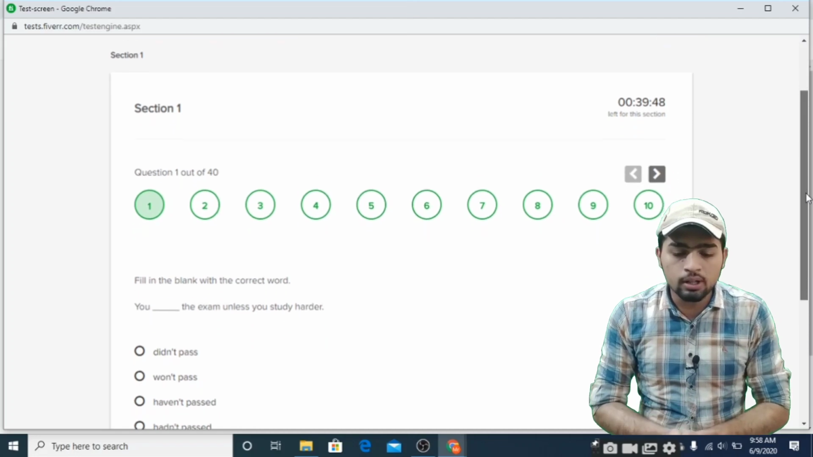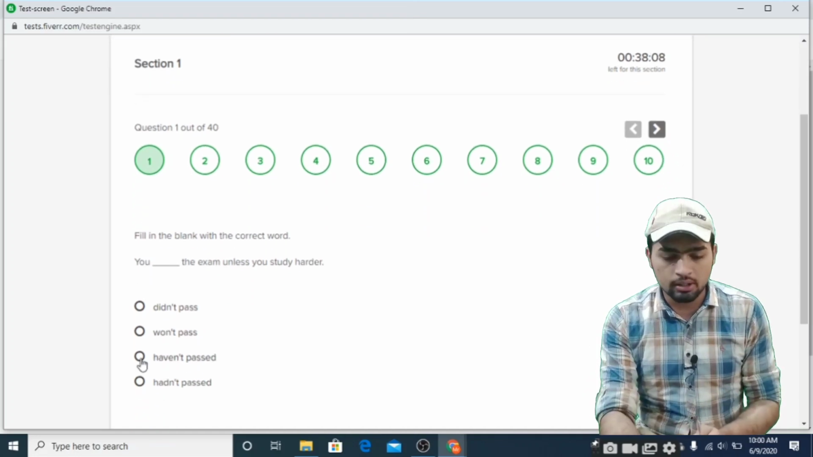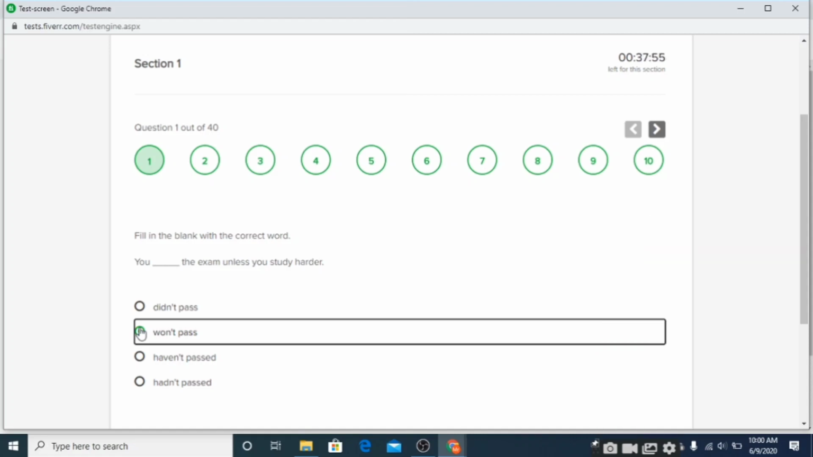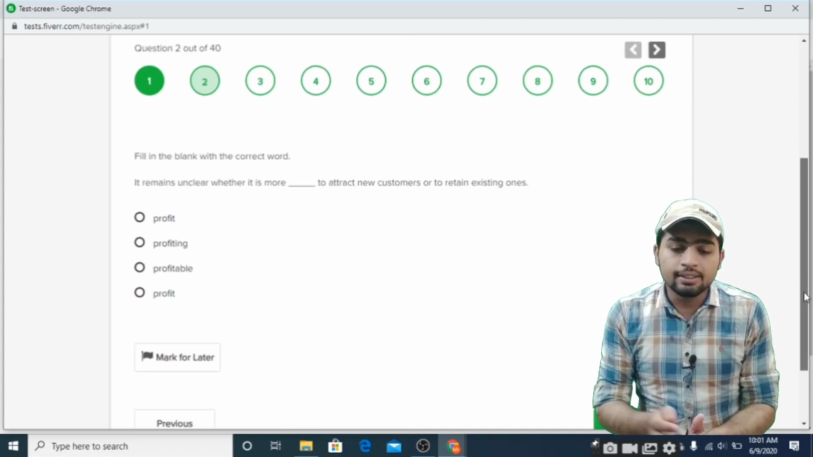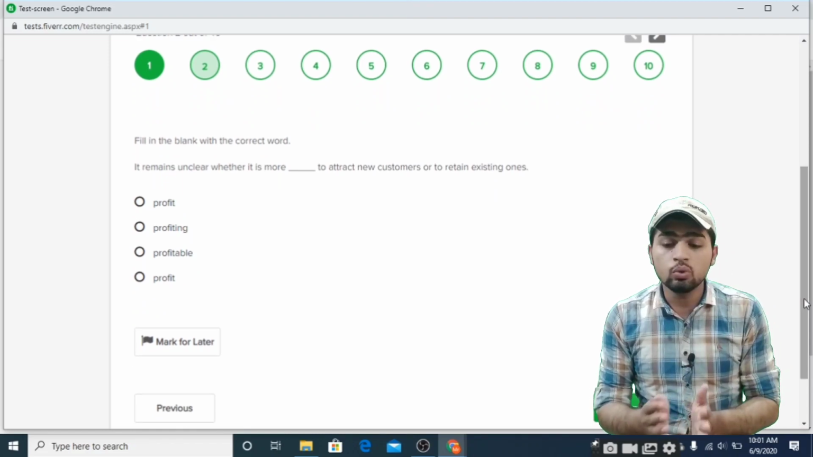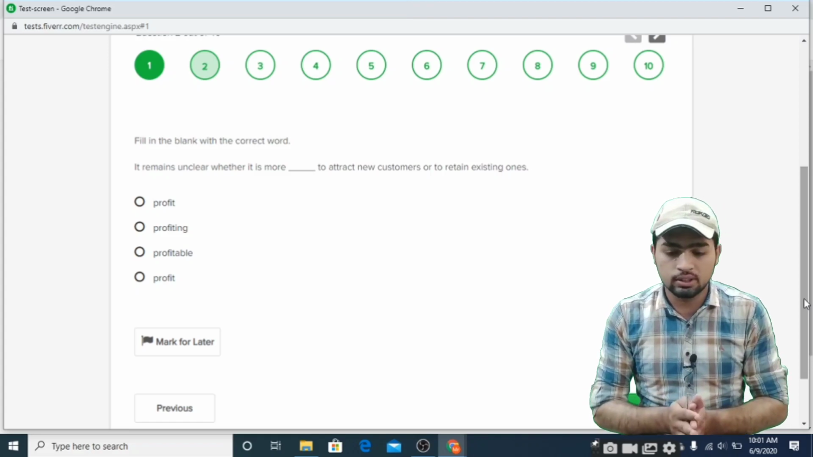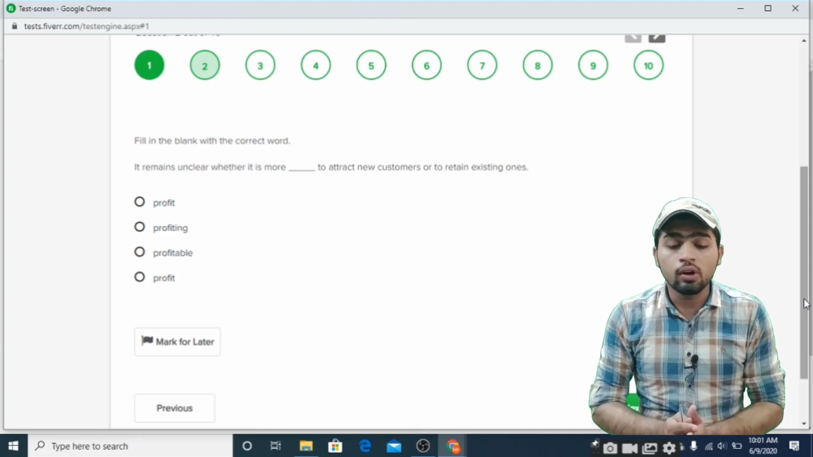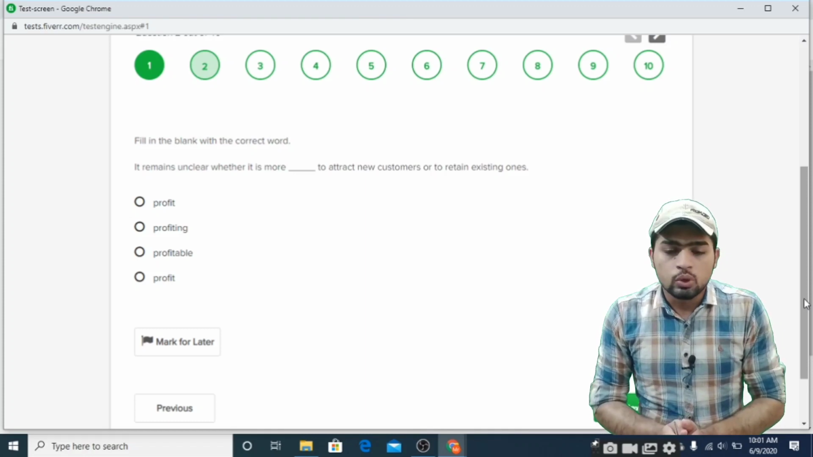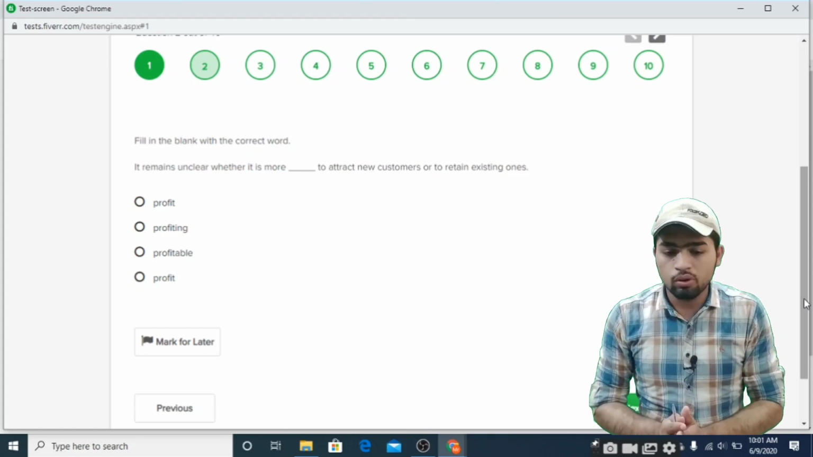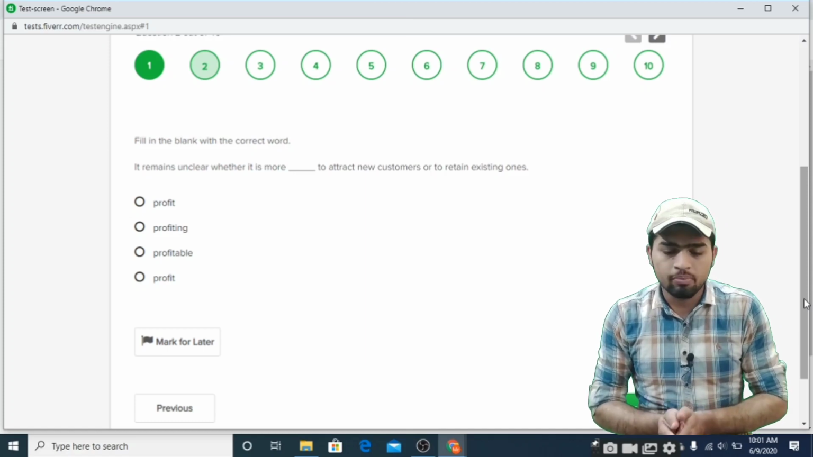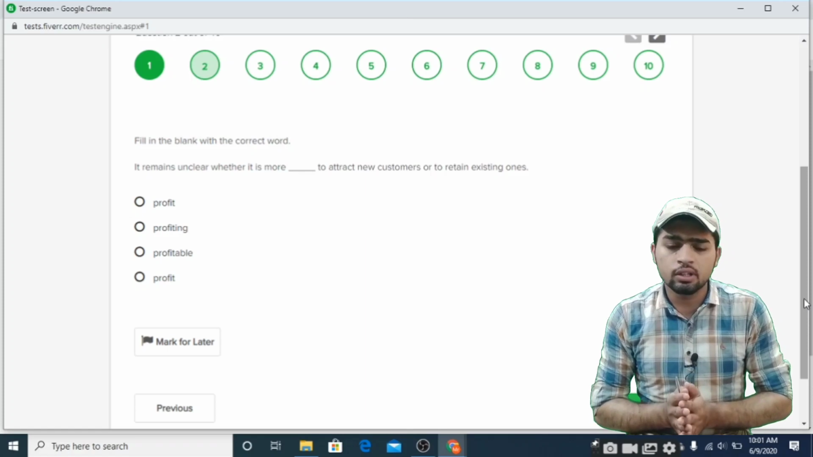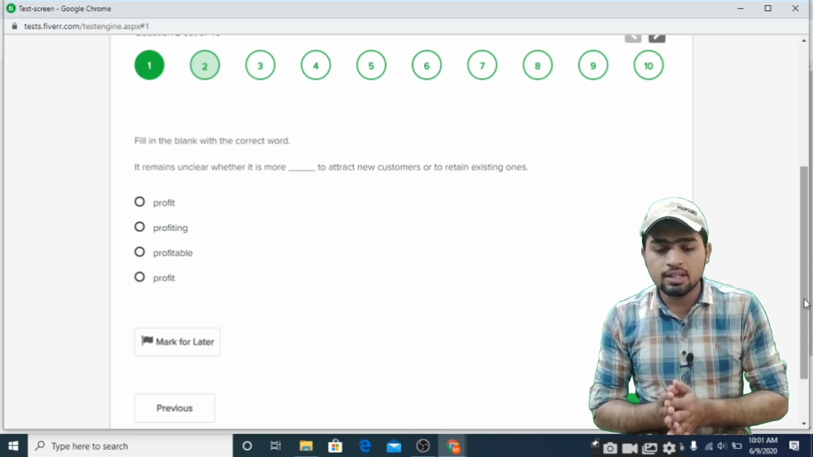Didn't pass, would not passed, haven't passed, or hadn't passed. The correct answer is won't pass. Second, it remains unclear whether it is more dash to attract new customers or to retain existing ones. First option profit, second is profiting, third is profitable, or fourth profit. So first of all, profit is not the correct answer, profiting is also not the correct answer. Profitable is probably the right one, profit no.